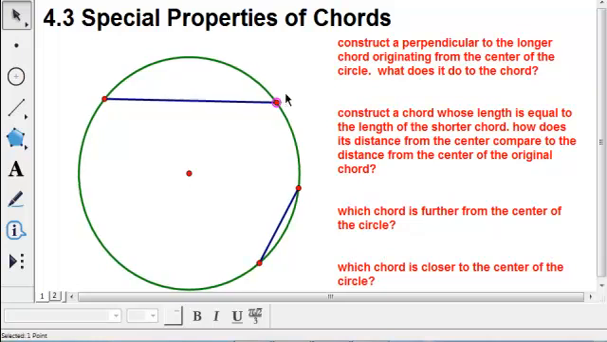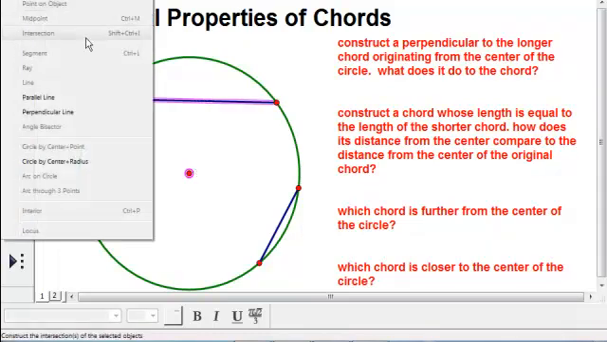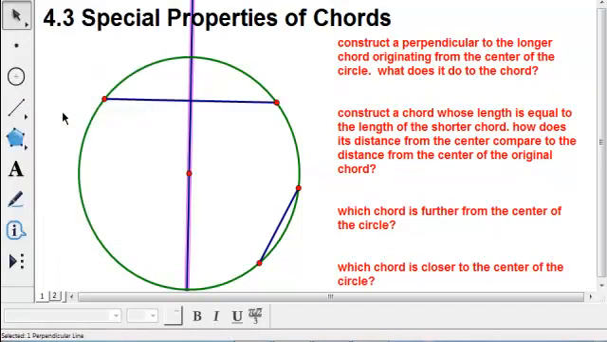Based on this. All right, so the first thing is to construct a perpendicular to this longer chord originating from the center of the circle. So a nice easy way to do that on your Sketchpad is just select the center, select the chord, and construct a perpendicular. Okay, so there is our perpendicular. And I'll make it dashed to illustrate that. Okay, so what does this do to the chord?